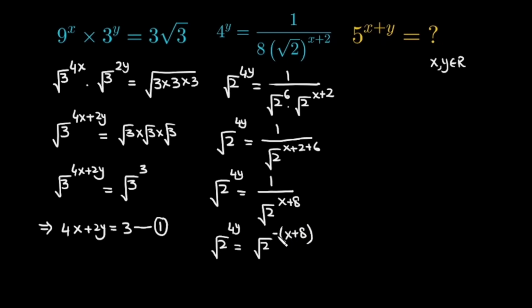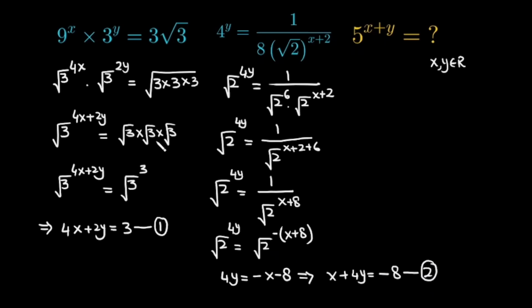You know the property of the exponent. So bases are same, so you can equate the exponent. So this is 4y equals minus x, open this bracket, minus 8. So this implies that x plus 4y equals minus 8. So mark this equation number 2.